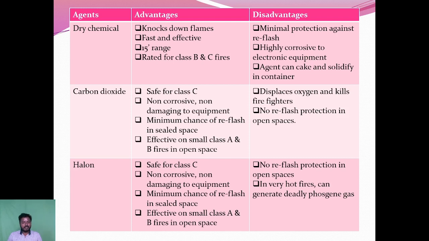Halon: safe for class C, non-corrosive, does not damage the equipment. Minimum chance of reflash in sealed spaces. Effective on small class A and class B fires in open space areas, same as carbon dioxide. No reflash protection in open space. In a very hot fire it can generate deadly pungent gas.